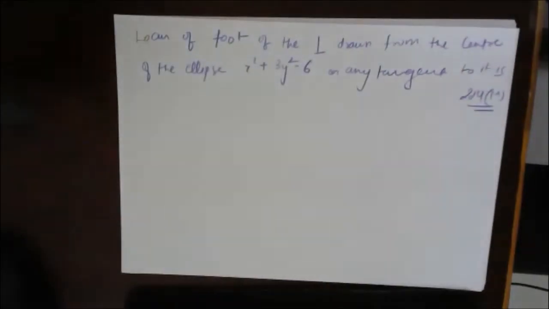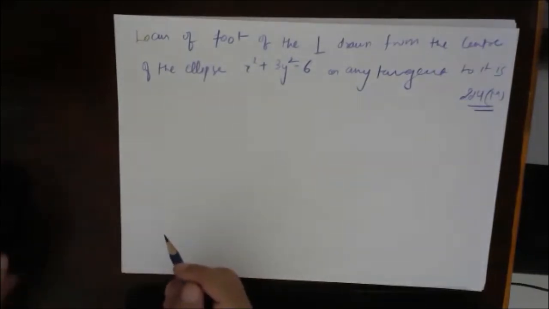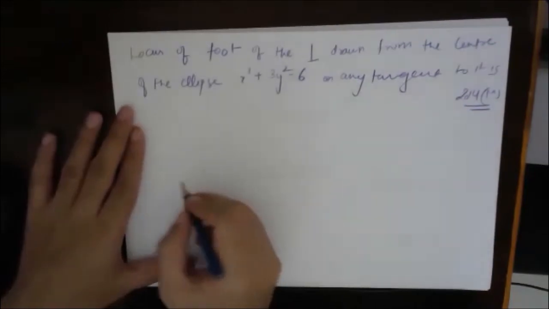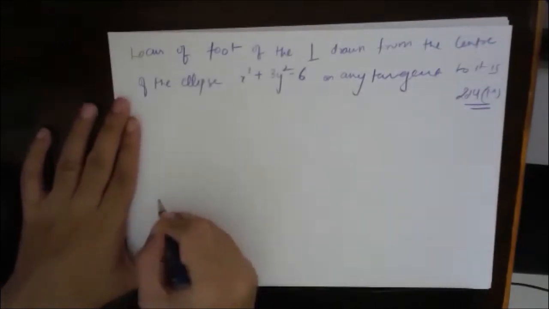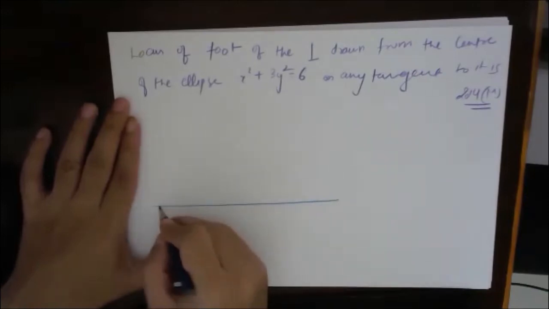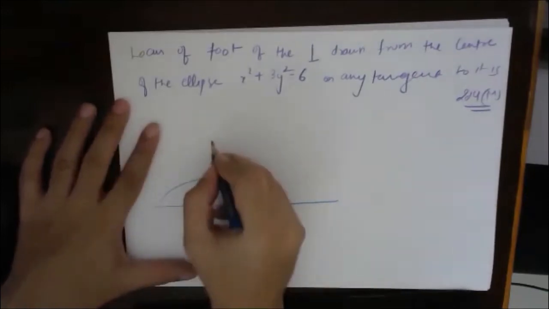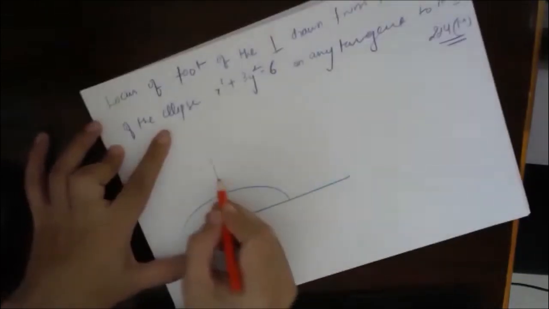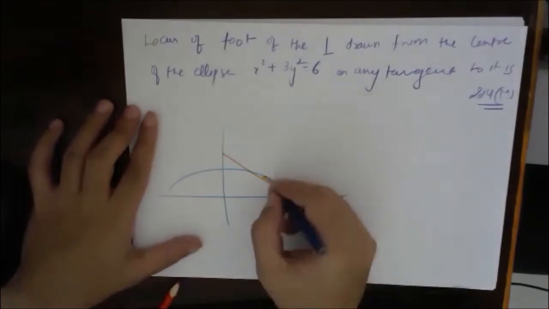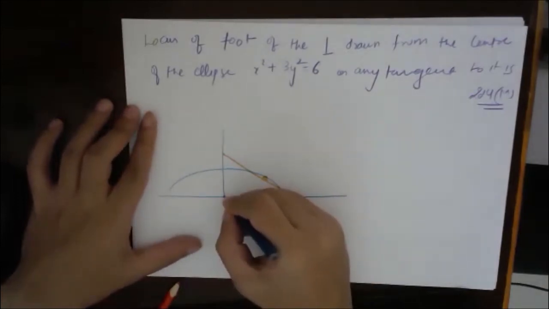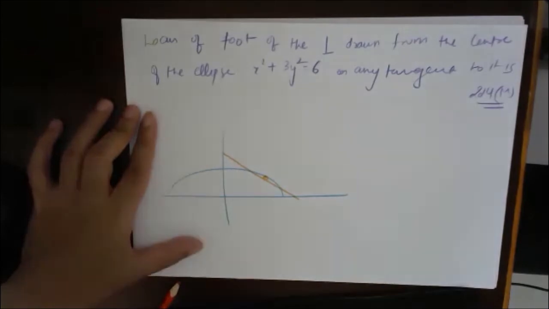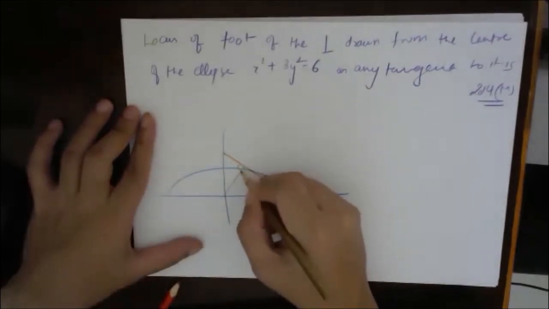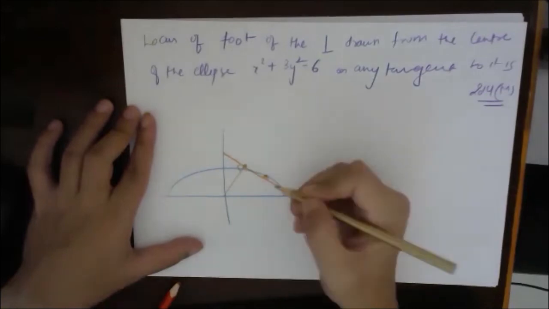Okay, let's find it out. Let's look at how we will get this. What they are basically asking is that suppose you have an ellipse, and on this ellipse a tangent is drawn. Suppose this is a tangent, right? And they are saying to find the foot of the perpendicular. So suppose this is that foot of the perpendicular. You have to find the locus of this foot of the perpendicular.